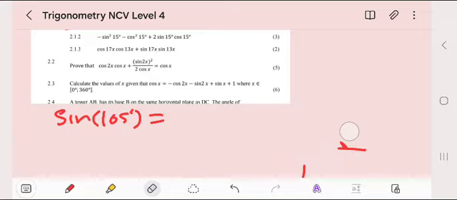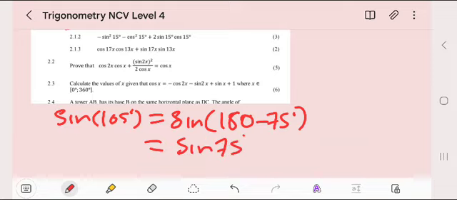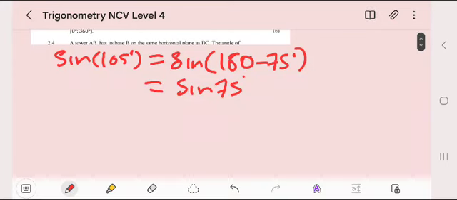So this will simply equal sine of 180 minus 105, which gives 75. So this is sine 75 degrees. Sine is positive there. This angle is less than 90.